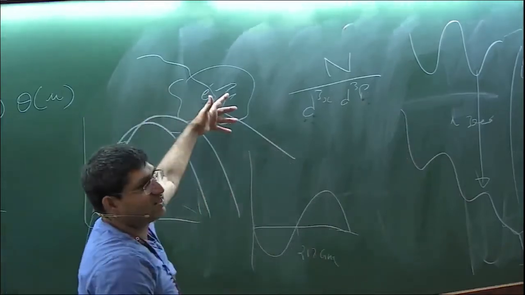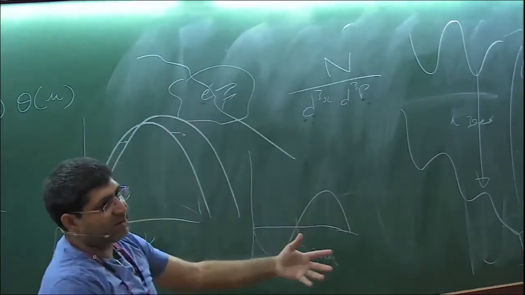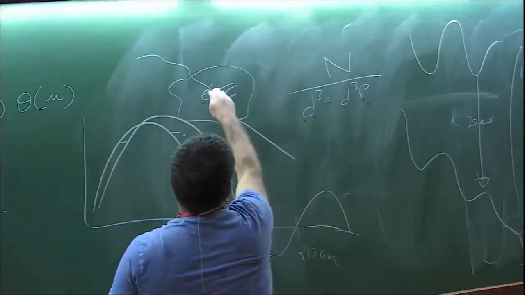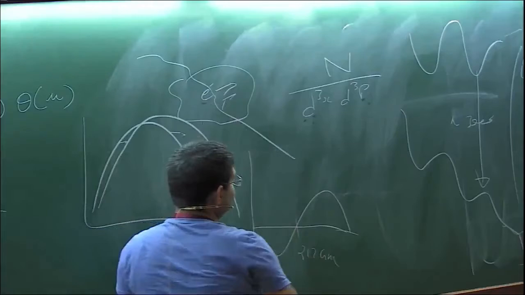which means we can go to actually any frame. We are doing this in the CMB rest frame, but we can go to any rest frame and do this calculation. In particular, let us go to the rest frame of one of the electrons.